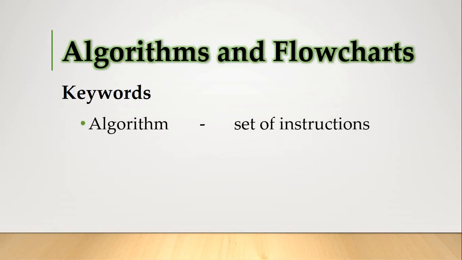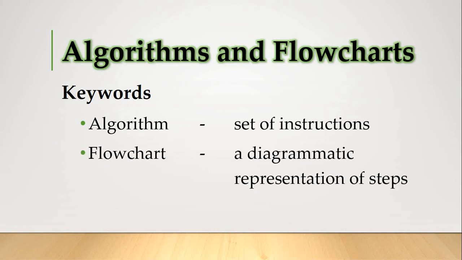First, algorithm. An algorithm is a set of instructions that is followed to perform a particular task. Next, flowchart. It is a diagrammatic representation of an algorithm. In an algorithm, we will write the step-by-step process. In a flowchart, we will represent the step-by-step process in a diagram. Next, modification means making changes to anything. I hope you are clear with these keywords.